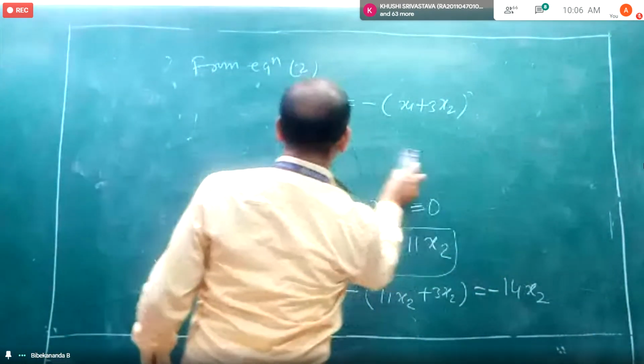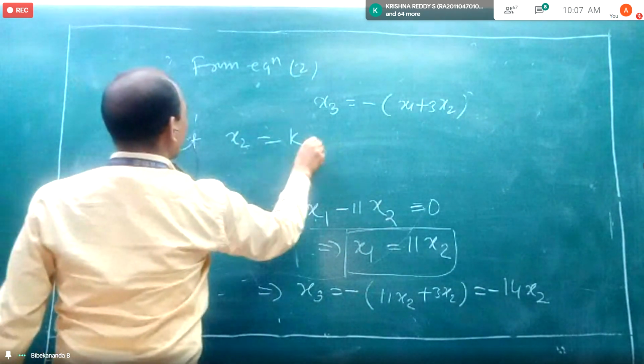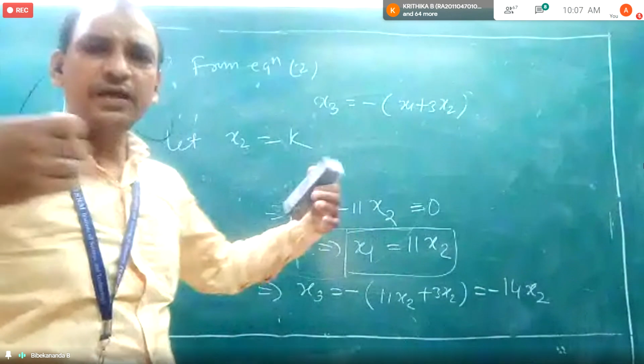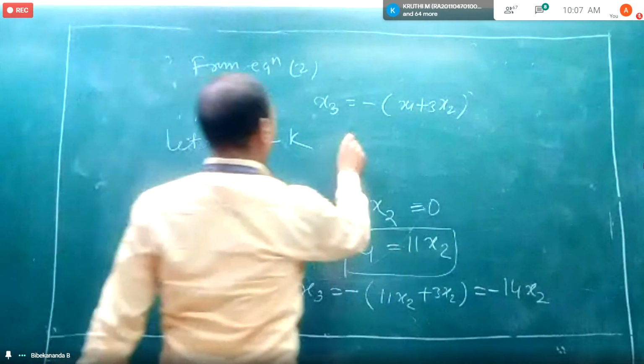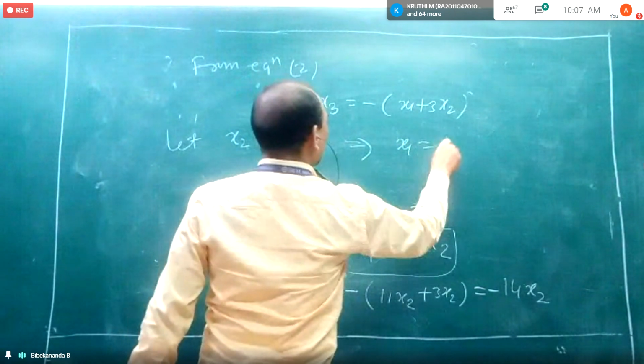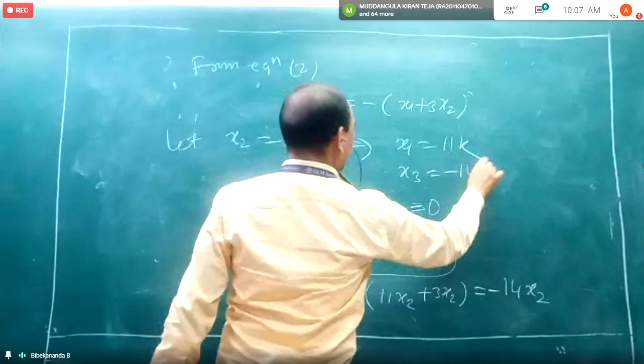So let x2 equal k, k be any real number. Then x1 is equal to 11k and x3 is equal to minus 14k.